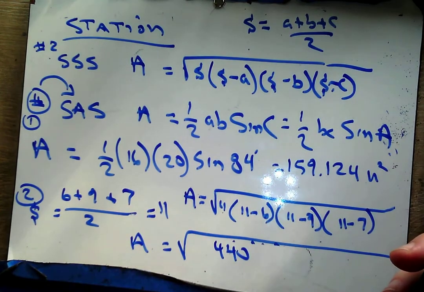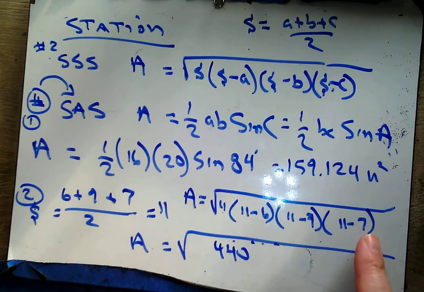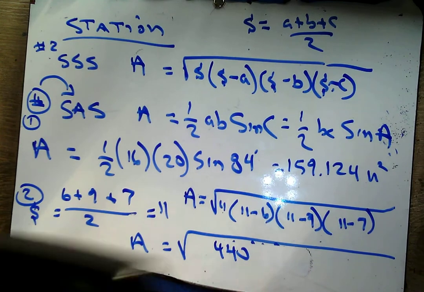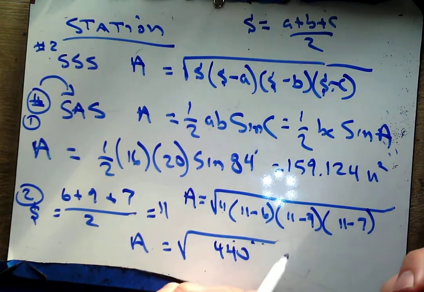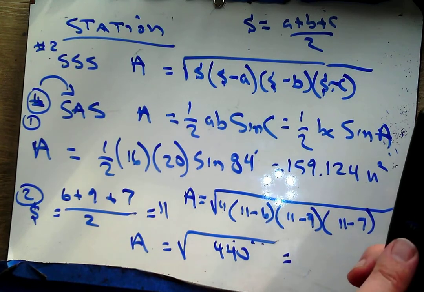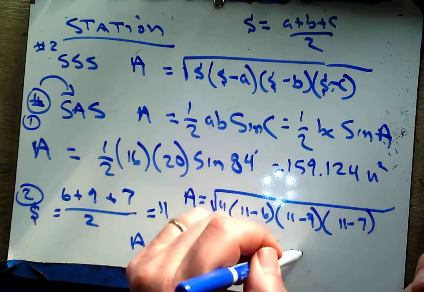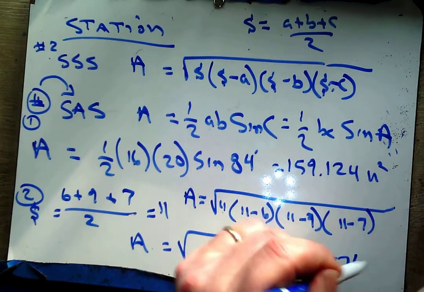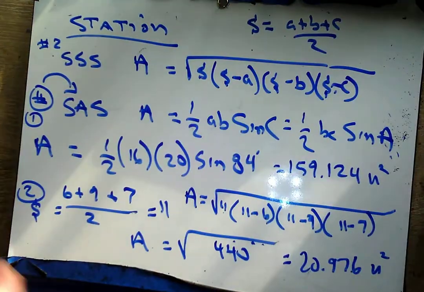Okay. I could do some simplifying here, but I definitely feel like having a decimal approximation here. So what is the square root of 440? I get 20.976 units squared. Okay, that's station 2. Station 3.